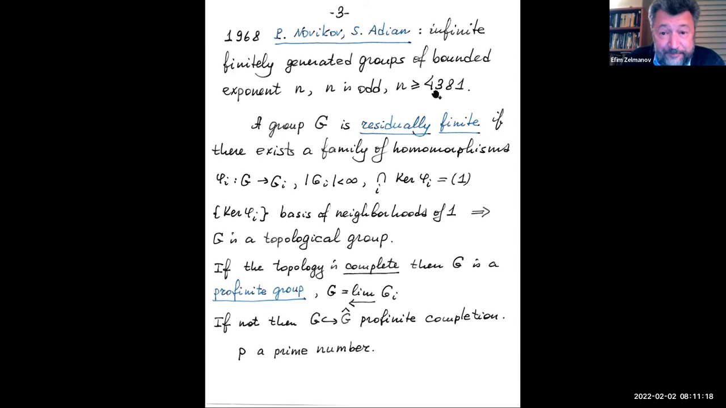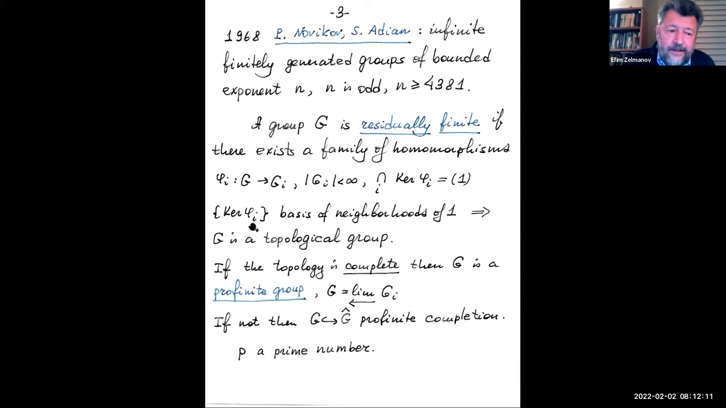Now, an important definition. We say that a group G is residually finite if there exists a family of homomorphisms onto finite groups, such that the intersection of kernels is trivial. It means that for any two distinct elements, there exists a homomorphism that distinguishes between them. You know, every homomorphism, every projection is like a photo. With every photo, we lose some information. But when a group is residually finite, it means that we took photos from all sides. And altogether, they give pretty good information about the group G.